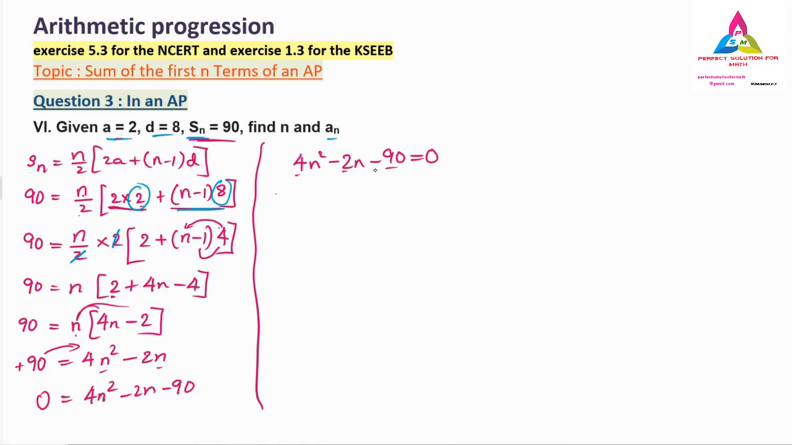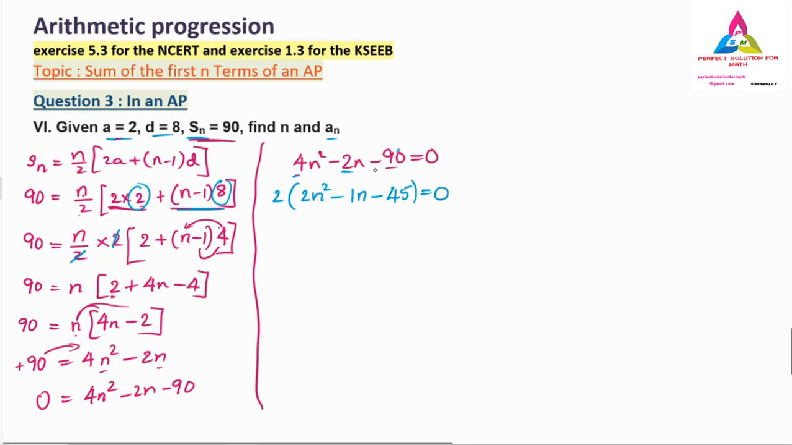So here we have taken the 2 common. In 4 we have taken 2: 2 how much of 4? 2 2s are 4. So here it will remain n square as it is. Here we have taken n also, this 2 also common. So what will remain? 2 1s are 2, and 2 how much of 90? 2 4s are 8, 10, it will remain 45, that is equal to 0.